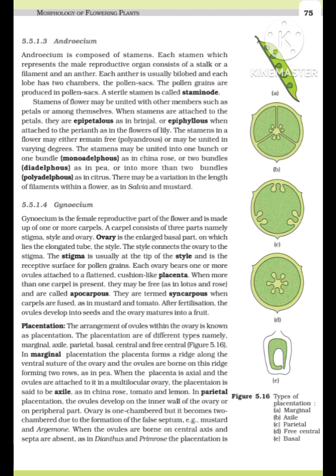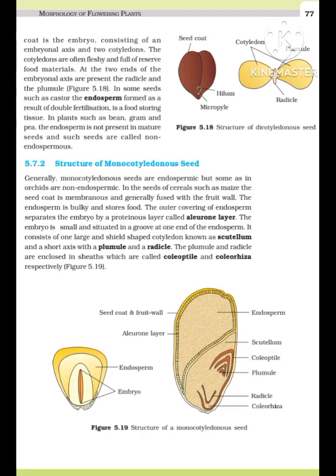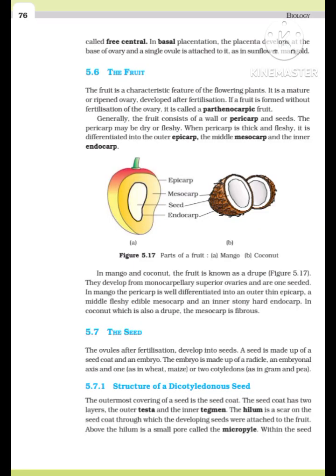Figure 5.16 Types of placentation. A, marginal. B, axile. C, parietal, as in mustard and argemone. When the ovules are borne on the central axis and septa are absent, as in dianthus and primrose, the placentation is called free central. In basal placentation, the placenta develops at the base of the ovary and a single ovule is attached to it, as in sunflower and marigold.